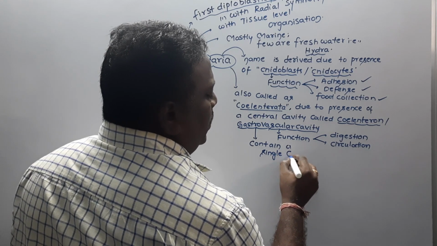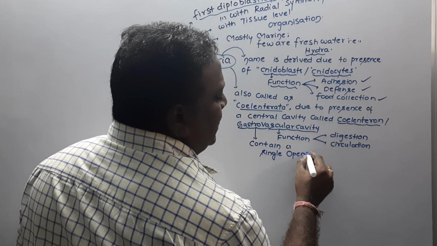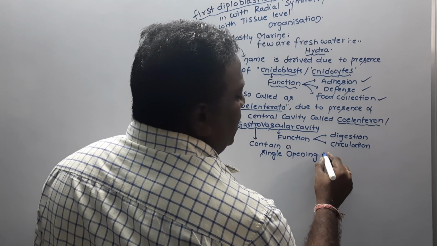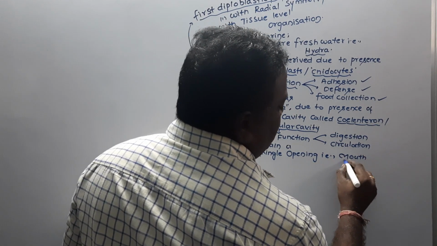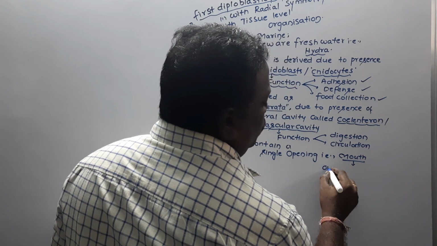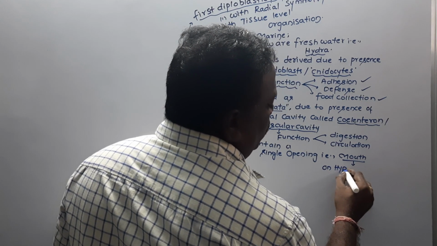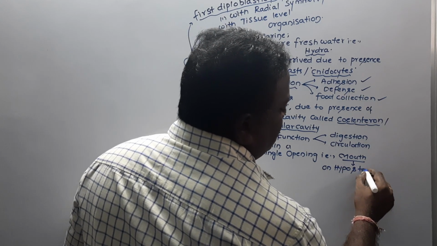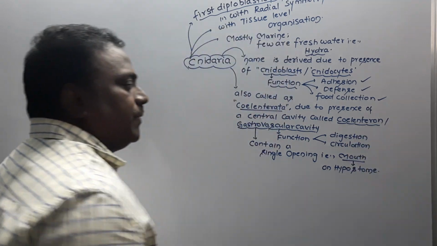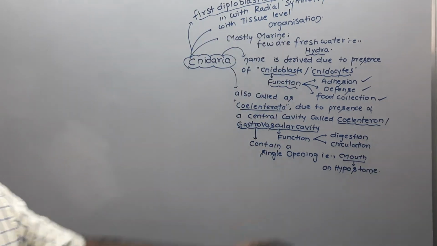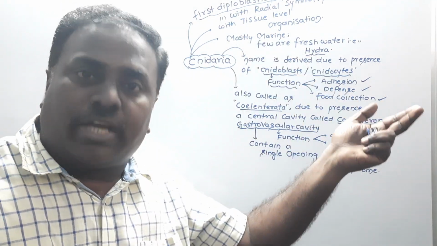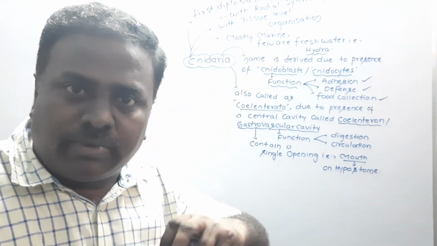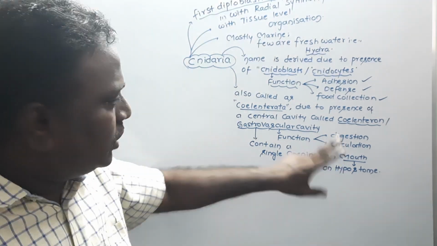What is the single opening of this gastrovascular cavity? This single opening is what you call the mouth, which is present on the hypostome. The structure present below the mouth is called the hypostome. Through this mouth, the food is taken in and the waste materials are thrown out. Ingestion of food and egestion of waste occur through this mouth.